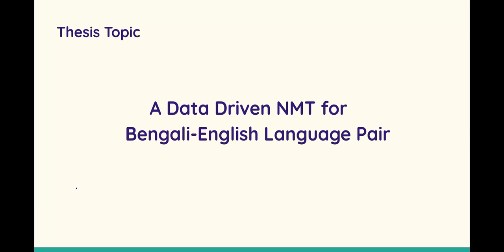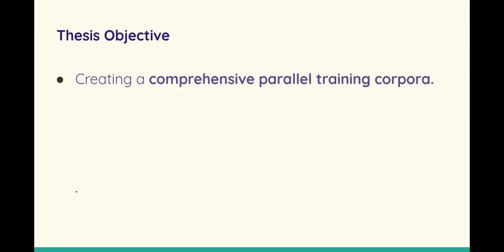In this research, we're tackling the problem of building a state-of-the-art data-driven neural machine translation system for the Bengali English language pair. Our thesis objectives could be narrowed down as follows. First, creating a comprehensive parallel training corpus. A parallel training corpus is a collection of text pairs where each text pair is the translation of each other in two different languages. Neural translation models require a large amount of parallel sentence pairs, generally in the order of millions, to have any sort of decent performance.